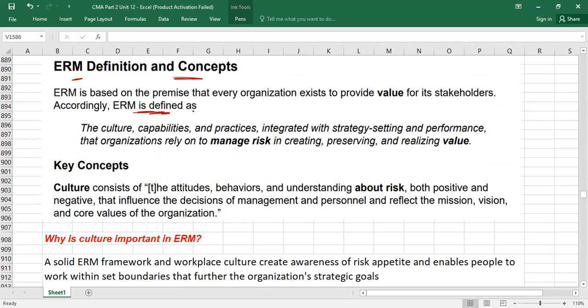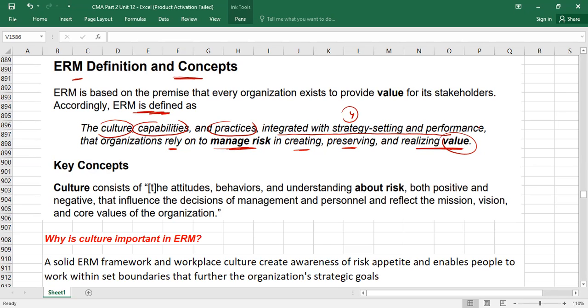ERM is defined as, so what is ERM? Enterprise Risk Management. Actually, enterprise risk management is the culture. This is the first keyword. Second thing, it is the capabilities. Third thing, it is practices integrated with the strategy setting and performance. This is the fourth thing, that organizations rely on to manage risk in creating, preserving, and realizing value. So these are the keywords in the definition. We need to understand these words first. So what is ERM? ERM is culture, capabilities, and practices integrated with the strategy setting and performance.